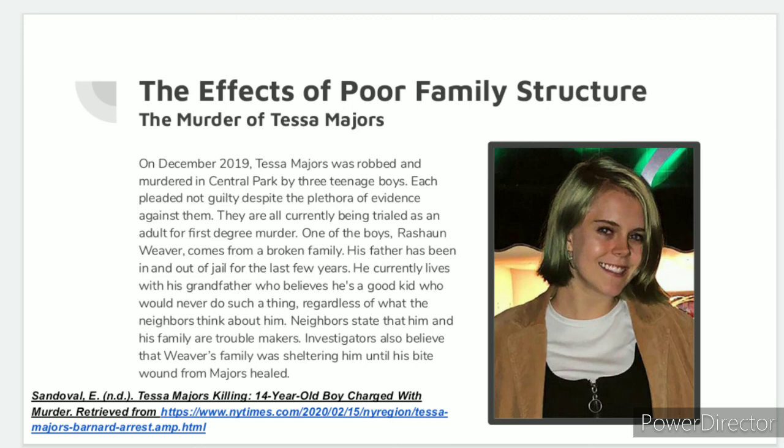So looking at this example, it is easy to see that his family is trying to shelter him from the negatives in life, and he comes from a broken family, and this all clearly has an effect on him and his mental state.